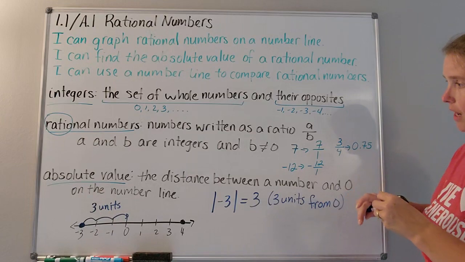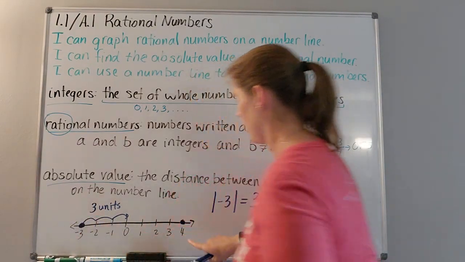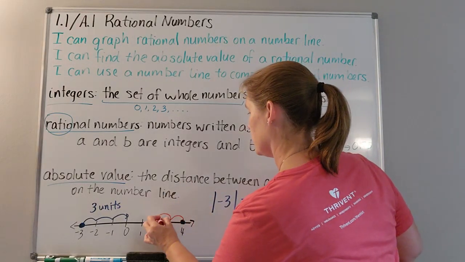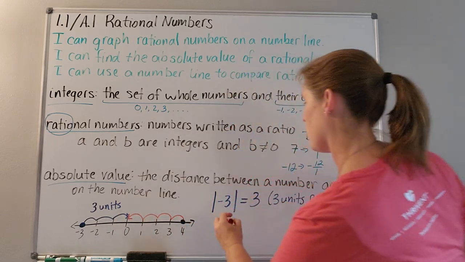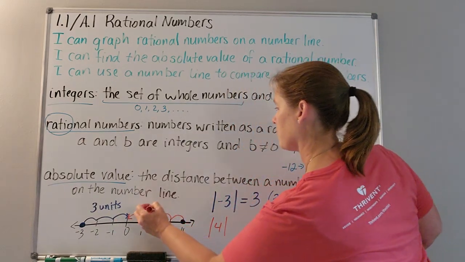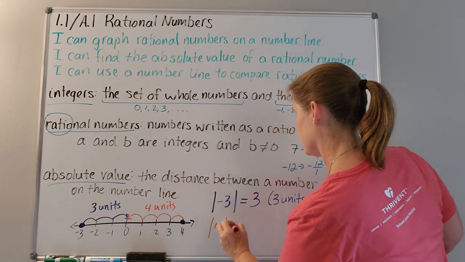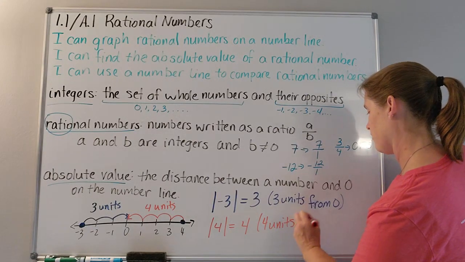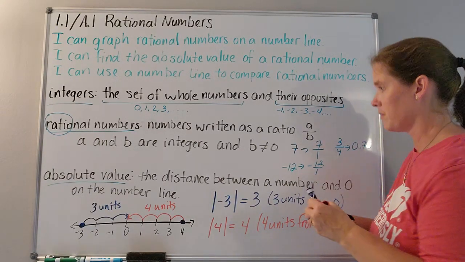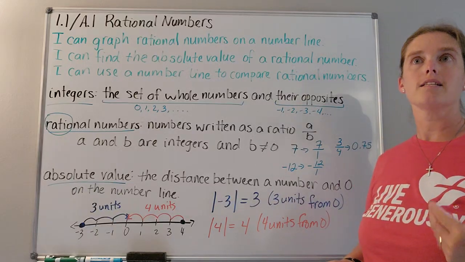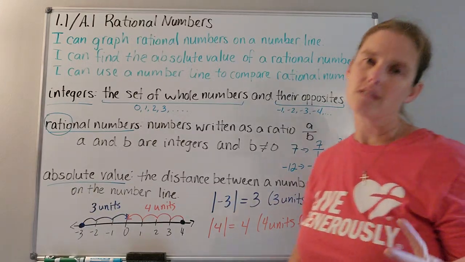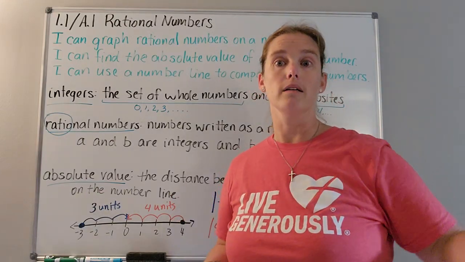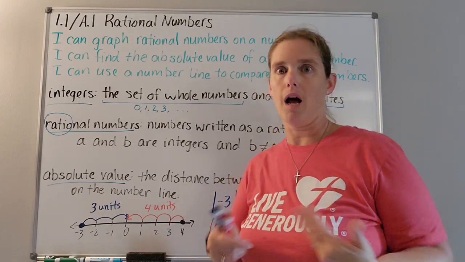Okay. Now I've got another number over here. I've got 4 marked. Let's count that one. How many units from 0 is it? 1, 2, 3, 4. So the absolute value of 4 is 4. It's 4 units from 0. So the thing with the absolute value, because it's a distance, it's always positive. Which, think about it, that's how distances work. If I drive from my house to the store and I drive 2 miles, I don't drive -2 miles back home. I just drive 2 miles.